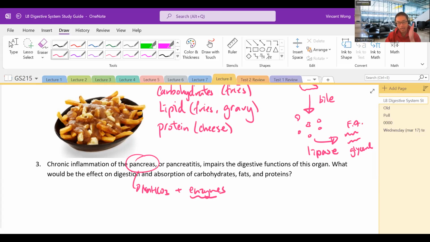Carbohydrates might be okay, and proteins might be okay, because you do a little bit of digestion of carbohydrates in the mouth, but not nearly enough, right? Think about how long the food stays in your mouth before it gets swallowed. We don't really chew our food too long, maybe 15 or 20 seconds, and then you swallow it. So the amount of carbohydrate digestion that happens in the mouth is very limited, especially if we're talking about complex carbohydrates, right?